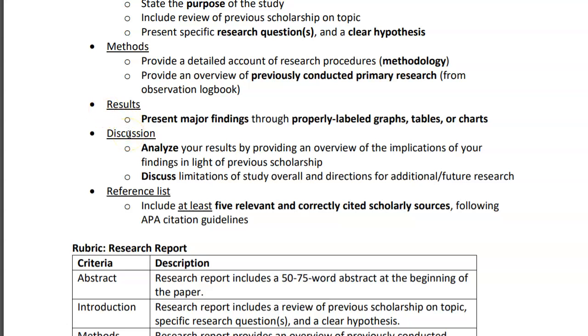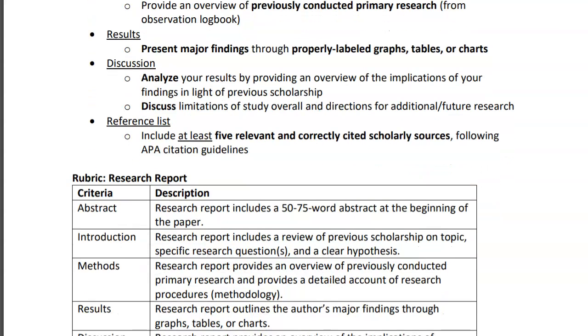The discussion section then is where you do analyze your results by providing an overview of the implications of your findings and like the previous scholarship. This is also the place where you discuss limitations of your study overall, and you provide your readers with directions for additional or future research. Again, this is going to sound familiar because you did a version of this for the logbook already, right? So you can take that information and place it here.